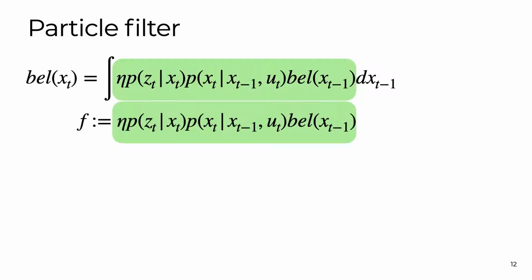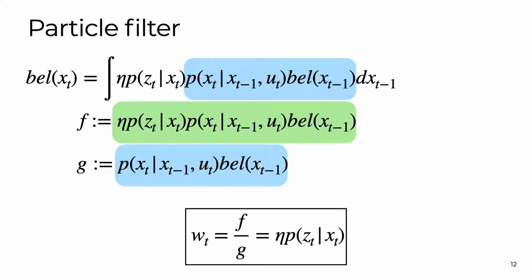A good choice for the proposal distribution that should have the same support as the posterior belief is the prior belief that we obtain after propagating the particles forward through the probabilistic motion model. This gives a proposal distribution that is equal to the posterior belief at time t-1 times the motion model. If we define things this way, then the importance weights will correspond exactly to the measurement likelihood, so we can use our measurement model to calculate them.